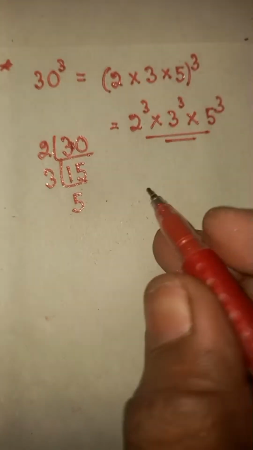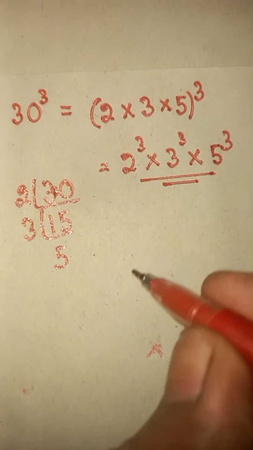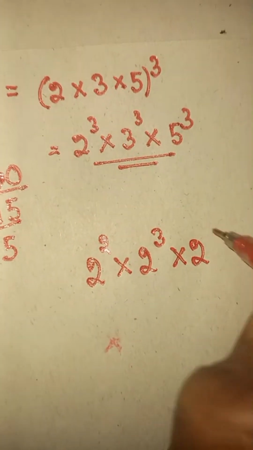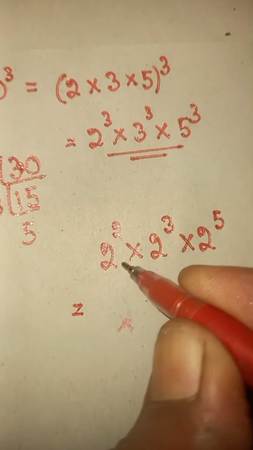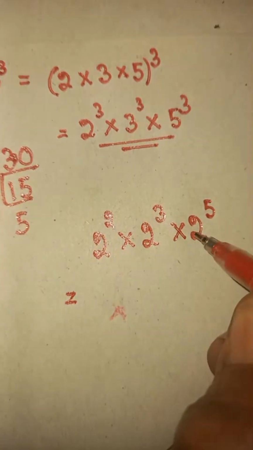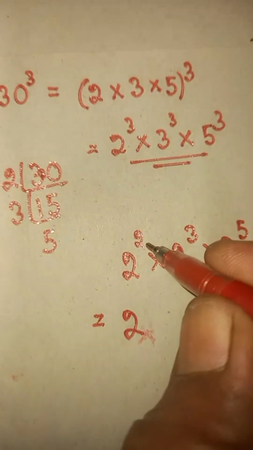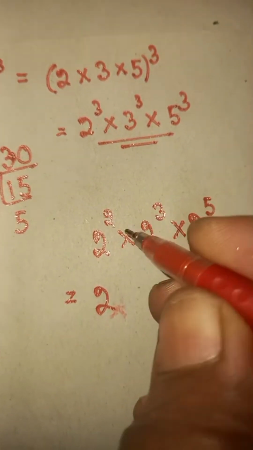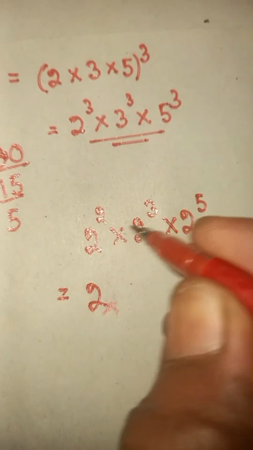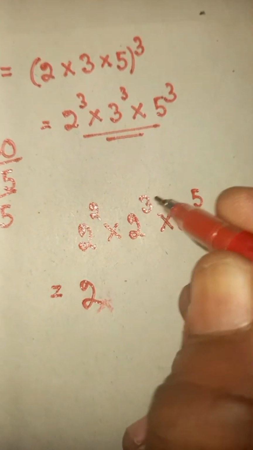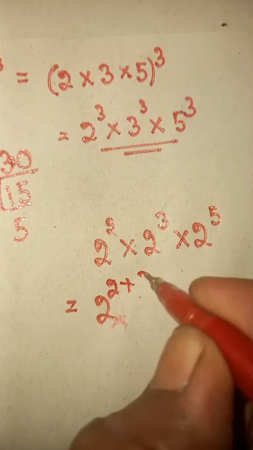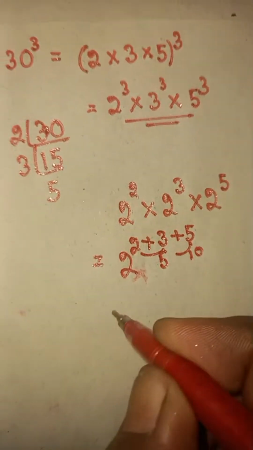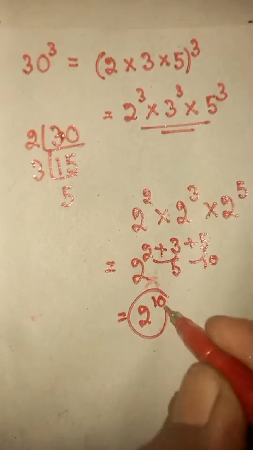I am going to tell now how to multiply and divide exponents. Here: 2 square times 2 cube times 2 power of 5. In all of them you can find that 2 is the common base. So take 2 as the common base. When you multiply exponents, either the base must be the same or the exponents must be the same. Now I explain the same base. All of them take 2 as the common base, add up the powers: 2 plus 3 plus 5. 2 plus 3 is 5, 5 plus 5 is 10. So it becomes 2 power of 10.